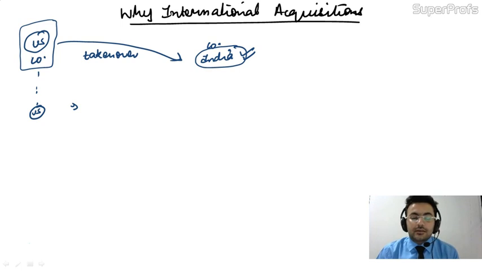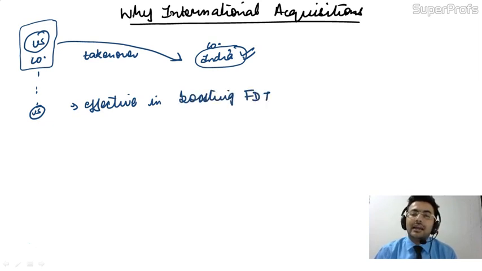Okay. So first of all, the reason is that it is effective in boosting FDI. Hope all of you know about FDI. FDI is foreign direct investment, which you have studied in FEMA 1999 as a part of your ECL, the very first chapter, right? FDI is basically when money is invested into India from sources outside India.